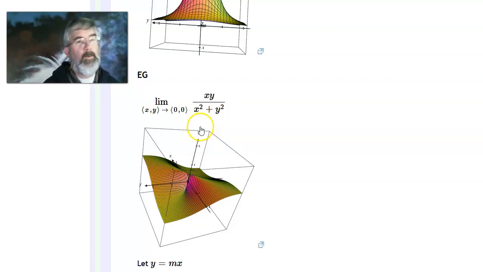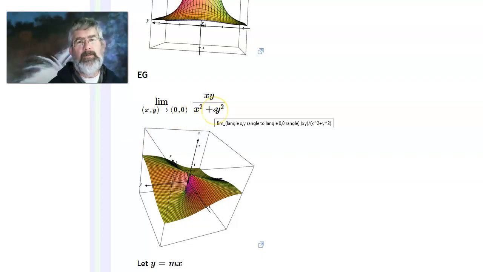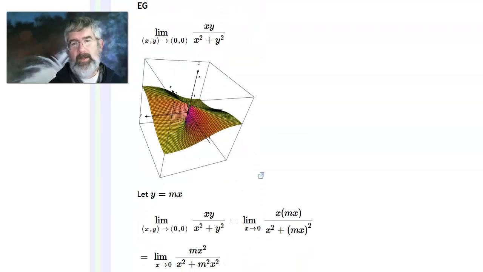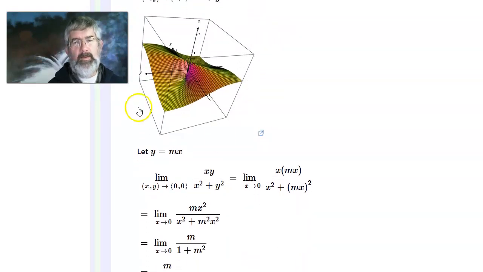In Calc 1, we would factor and cancel, we would rationalize, we would do L'Hopital's rule, there's various things. In this class, well, we're not going to do much with limits. I don't really know of an equivalent L'Hopital's rule, so we just have to try different things. I want to show this example, though, as an example of one that has different limits as you come in from different directions. So what I'm going to do is I'm going to let y equals mx.